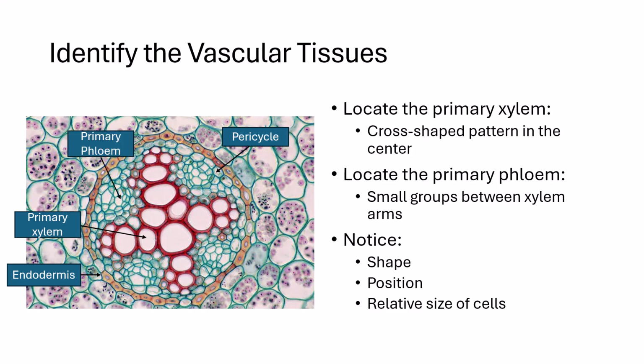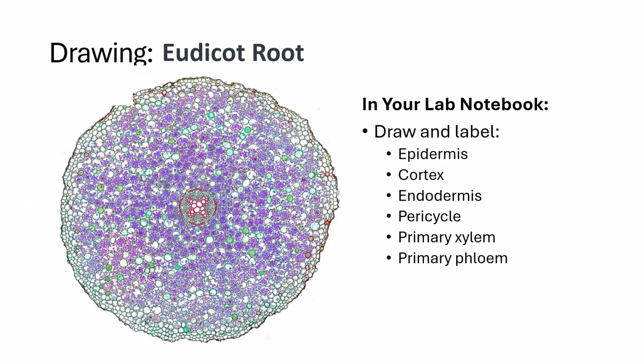Next, look for the primary phloem. The phloem appears in small clusters between the arms of the xylem cross. These cells are usually smaller and thinner walled than the xylem cells and may look more lightly stained or more compact. As you're identifying these tissues, use three main visual clues: the shape of the tissue pattern, its position within the root, and the relative size of the cells. These features will help you confidently tell xylem and phloem apart in the slide images.